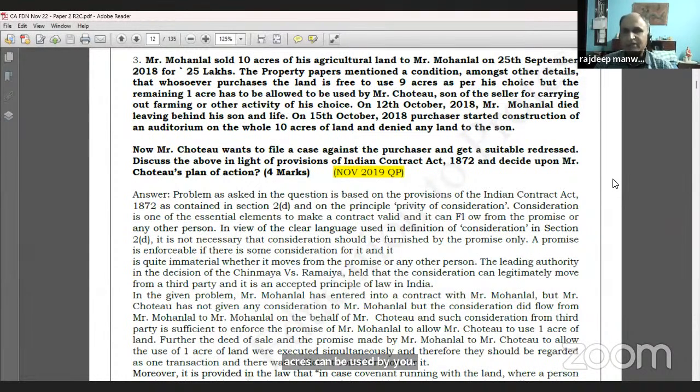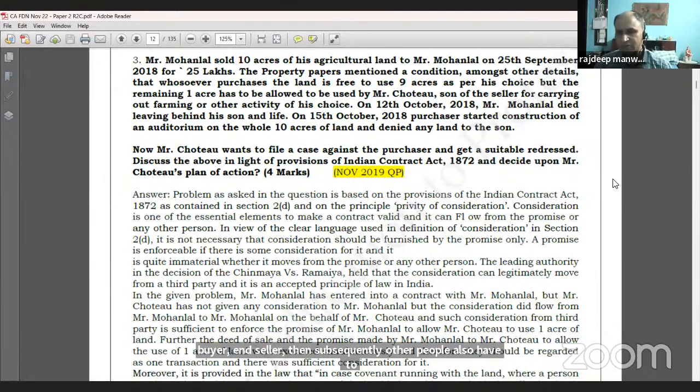This fellow ignored that condition and started constructing an auditorium on the full 10 acres. But in the original agreement, it was mentioned that 9 acres can be used by you, and the 10th acre has to be used by my son. Now the son is filing a case. That fellow will say you are not a part of the contract because your father entered into a contract with me. But the son is not a stranger to the contract. He's a stranger to the consideration. This is covenants running with the land. Covenants are rules framed by the original buyer and seller, which subsequent people also have to abide by. So this is an exception to the rule of stranger to the consideration.